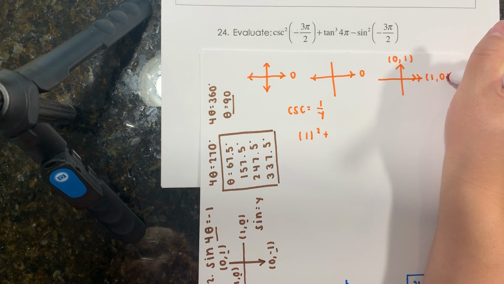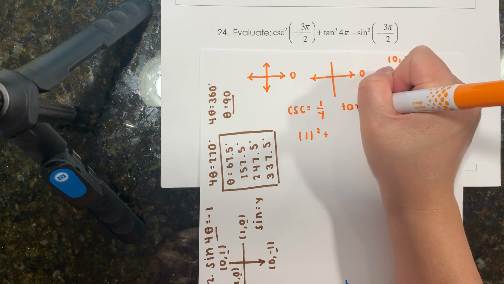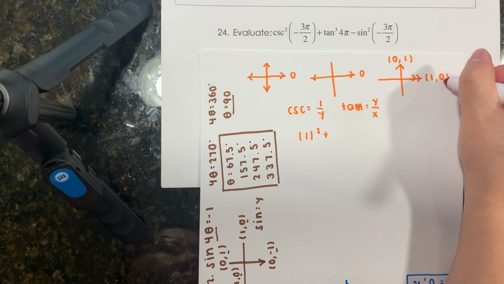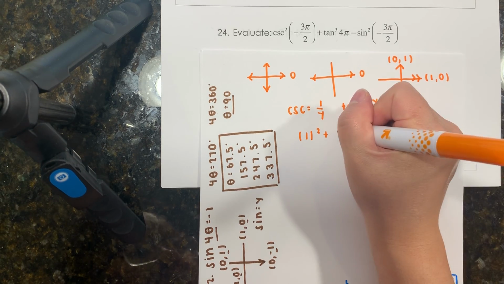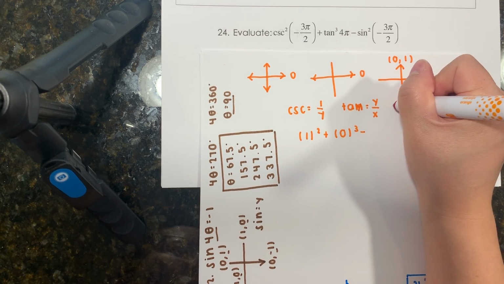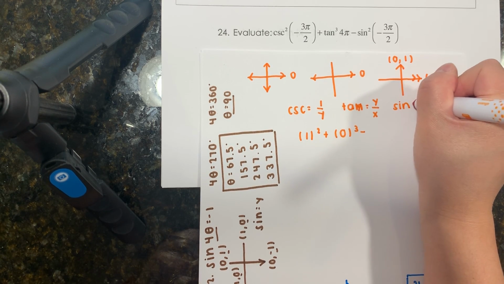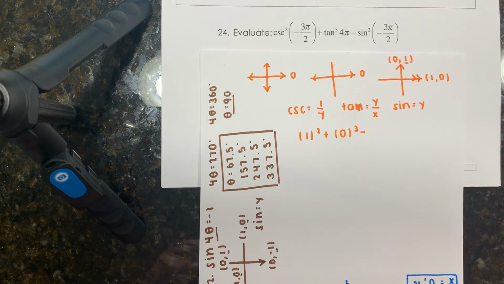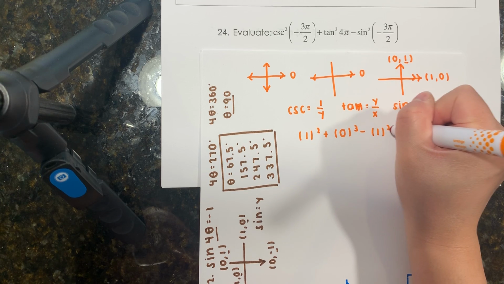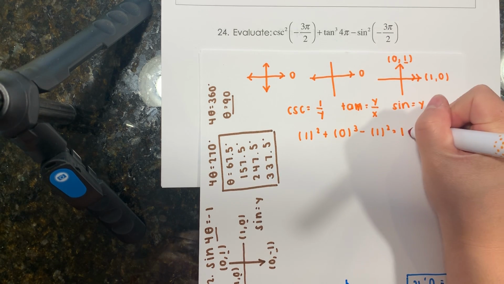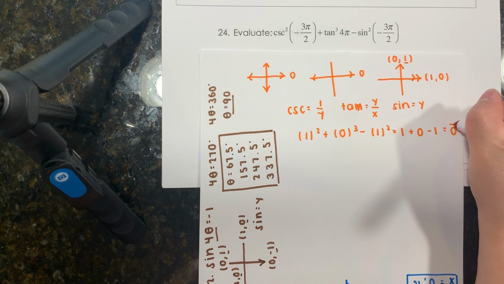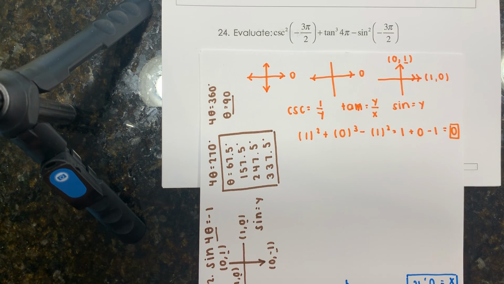Now for this one, tangent is y over x. My y is 0 divided by 1 would just be 0. And I would cube that. Then the last one, sine, is equal to the y-coordinate. So again, that would just be 1. And I would have to square that as well. So 1 squared is 1 plus 0 minus 1 gives us a result of just 0.